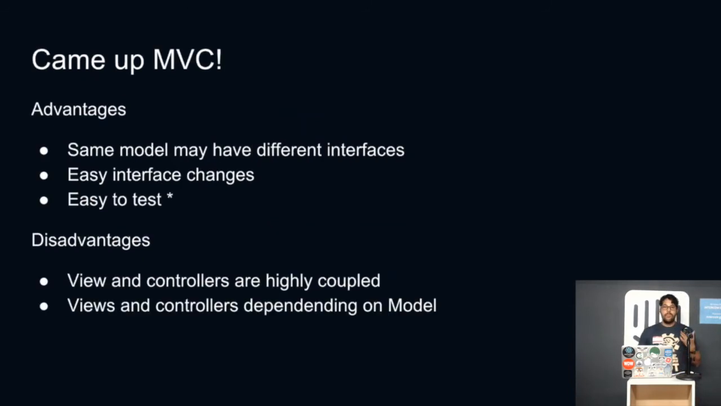So MVC came up, bringing new promises. MVC has advantages and also disadvantages. Some advantages: you have models, and your models can be delivered in different interfaces, and you can easily change the interface of the model. It also promises you can test easily, but that's partially true. The disadvantage of MVC is that the view and controllers are highly coupled to each other, and the views and controllers depend on the model. So if you change your model, you consequently need to change your controller and your view.